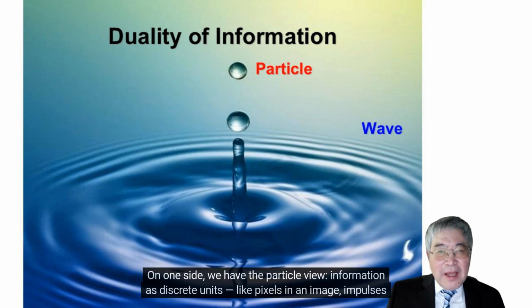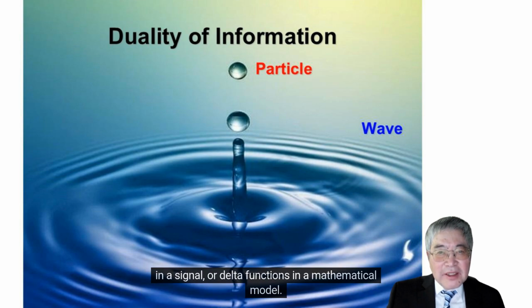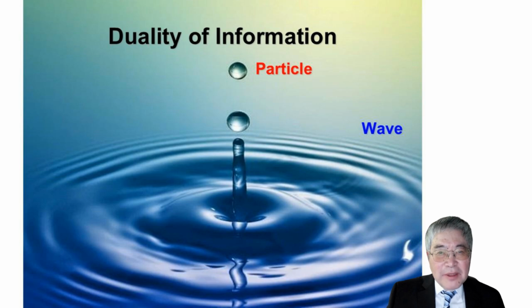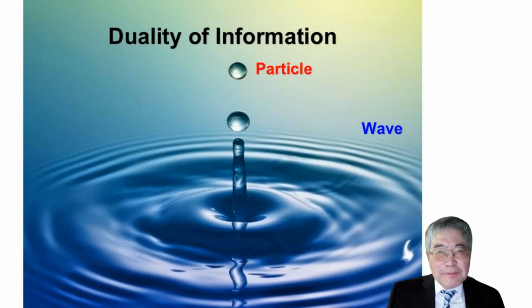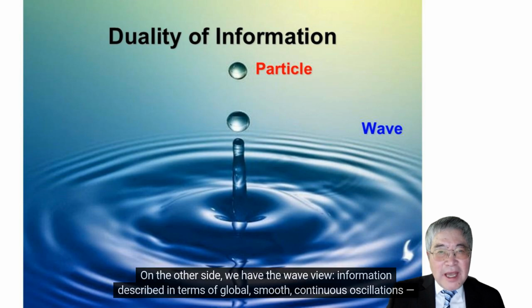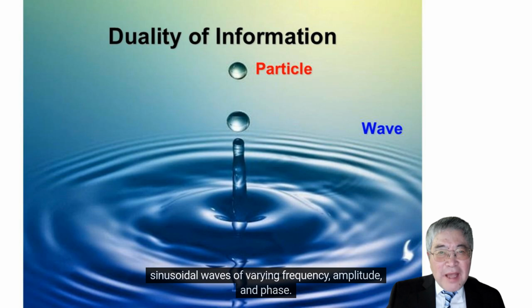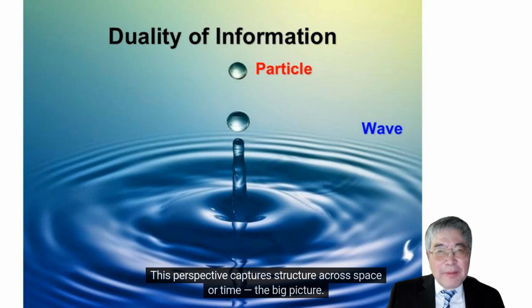On one side, we have the particle view, information as discrete units, like pixels in an image, impulses in a signal, or delta functions in a mathematical model. This is the pixel-by-pixel, sample-by-sample perspective. It's granular and local. On the other side, we have the wave view, information described in terms of global, smooth, continuous oscillations, sinusoidal waves of varying frequency, amplitude, and phase. This perspective captures structure across space or time, the big picture.